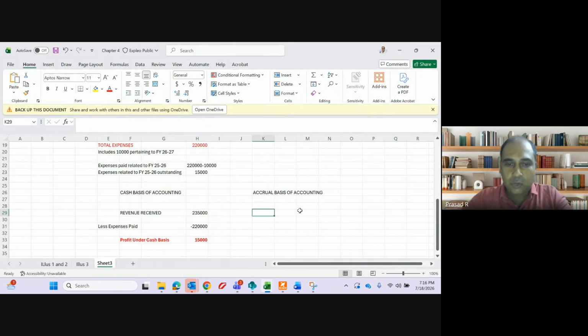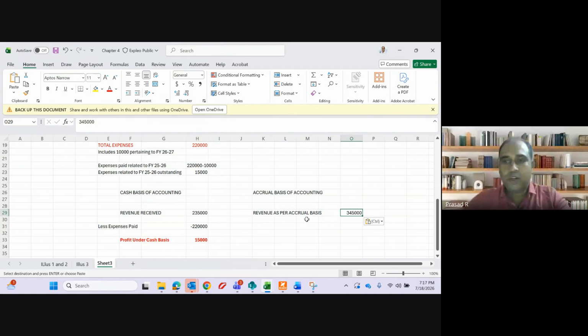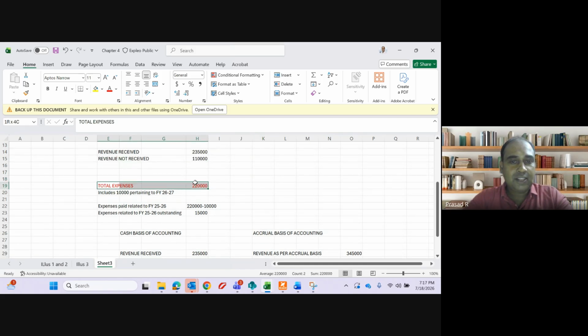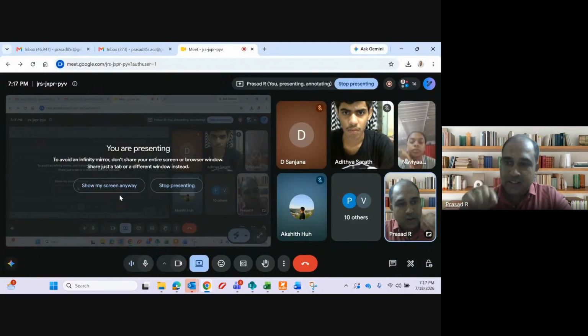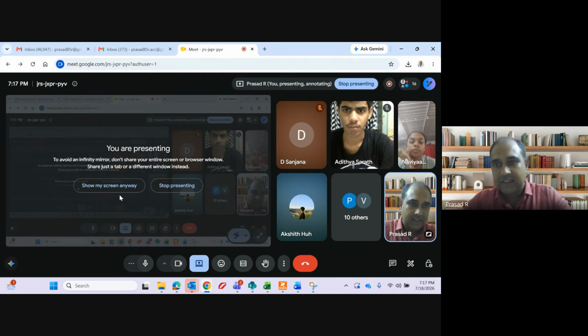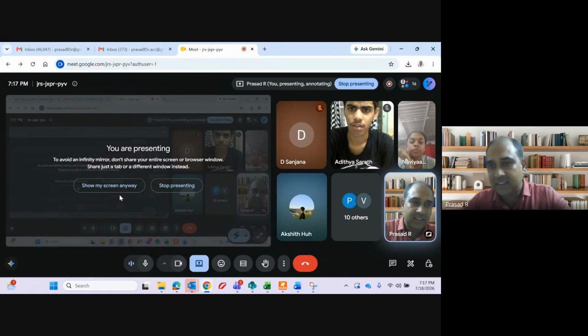So my total revenue as per accrual basis will be how much, guys? 3 lakh 45,000, less expenses. How much is my total expenses, guys? 2 lakh 20,000. Out of 2 lakh 20,000, I paid 10,000 pertaining to next year. Can I include next year's expenses in this year in accrual basis?